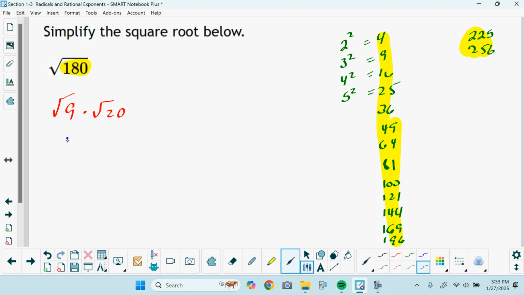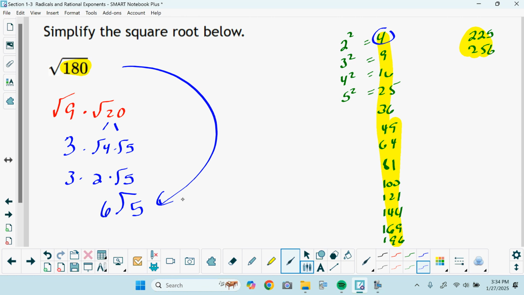So the square root of 9 comes down to 3. Now I'm going to split the square root of 20 because 4 goes in. So that's the square root of 4 times the square root of 5. And then that's 3 times 2 times the square root of 5, which gives me 6 square roots of 5. So that's what the square root of 180 simplifies down to. When I start with a problem, I always check 4, 9, 16, 25, 36, 49, 64, and so forth. Once I get up to over half of the number, then I know I'm done.